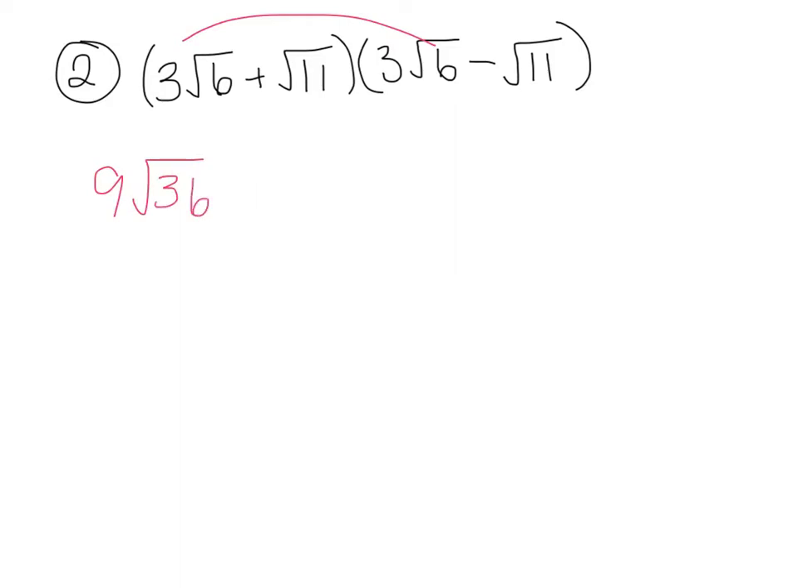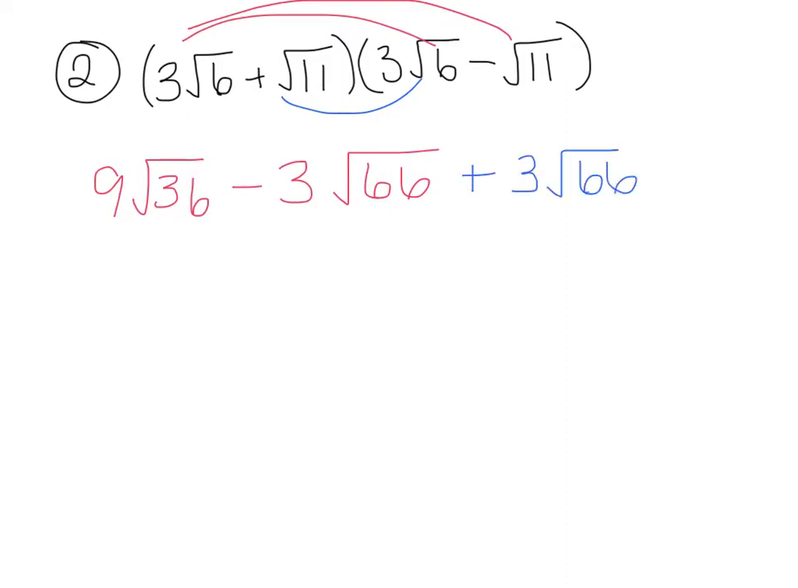Now we're going to take 3 square root of 6 times negative square root of 11. Well, 3 times negative 1 gives you minus 3, and 6 times 11 gives you 66. Then we're going to move to the bottom. Square root of 11 times 3 square root of 6 gives you plus 3 square root of 66. And then square root of 11 times negative square root of 11 gives you negative square root of 121.